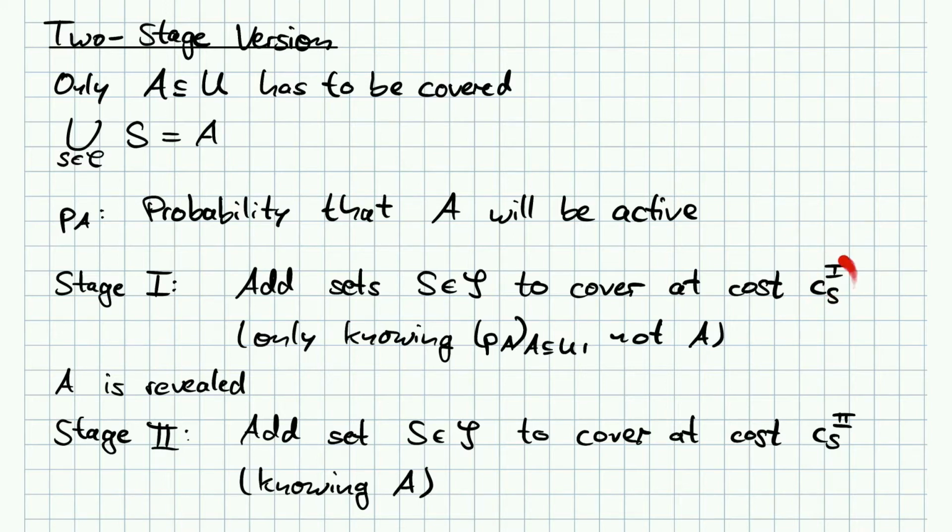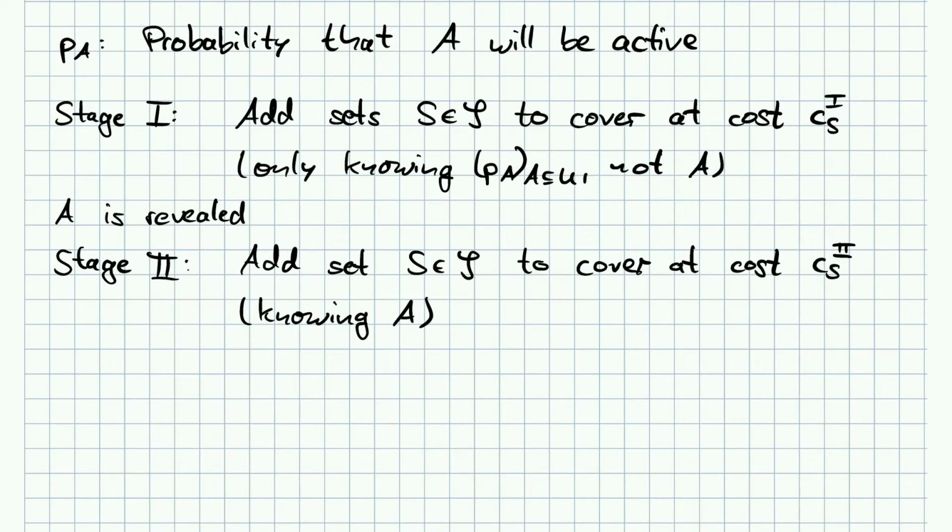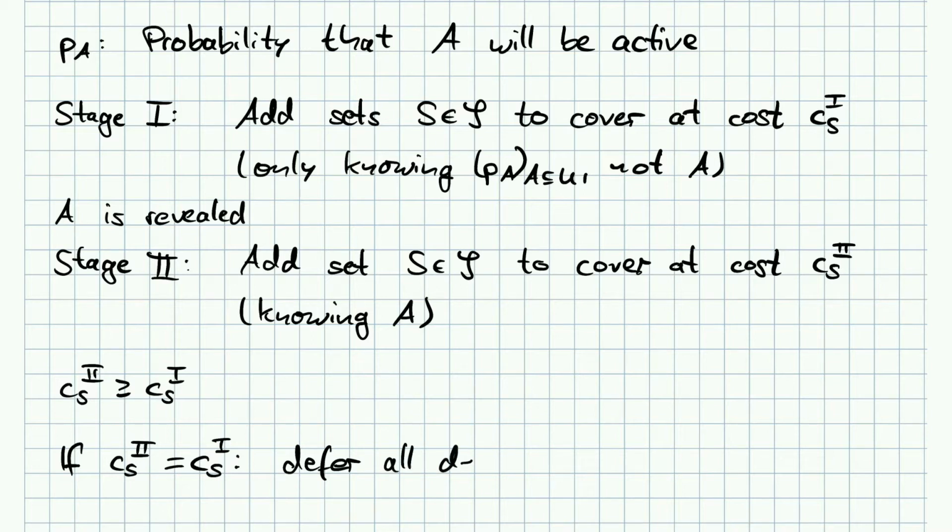So how do these C1 and C2 relate? Well, certainly we should have that C2 of S is at least C1 of S, because what we can do in the first stage, we can also always do in the second stage. We have the same sets available, but this only makes sense if these are more expensive. So if those are identical, then we should defer all decisions to the second stage.